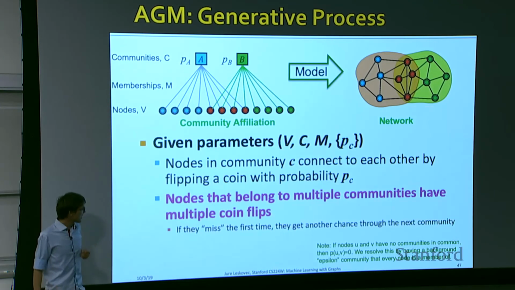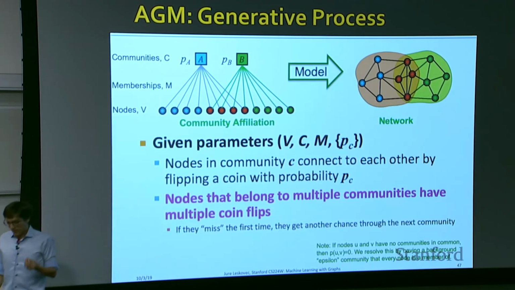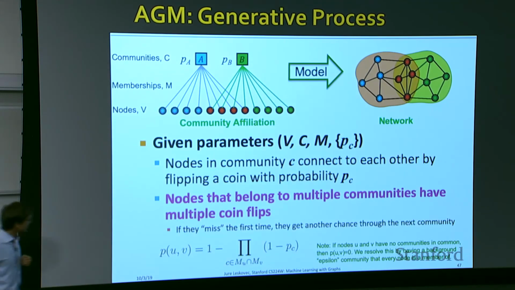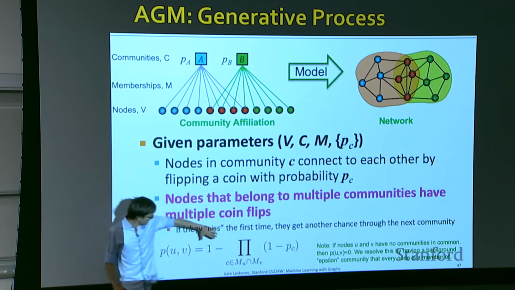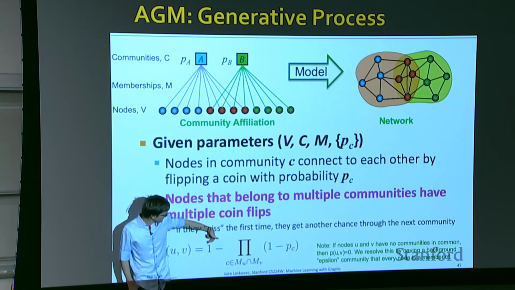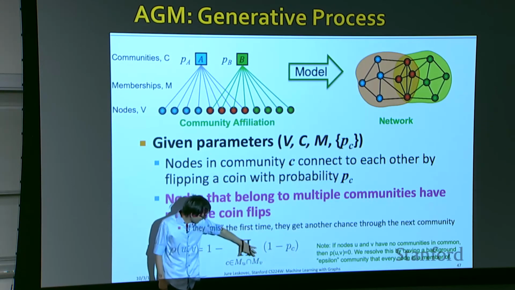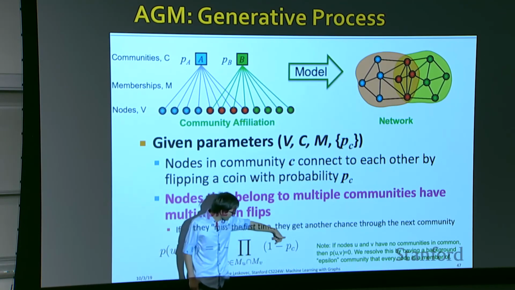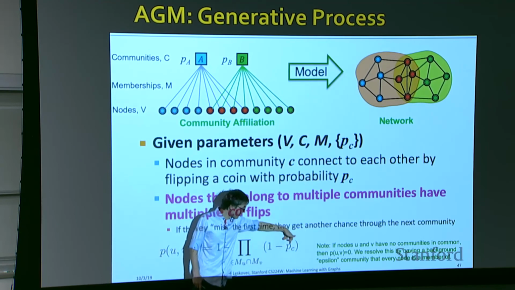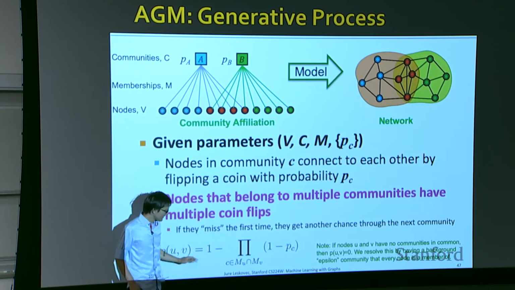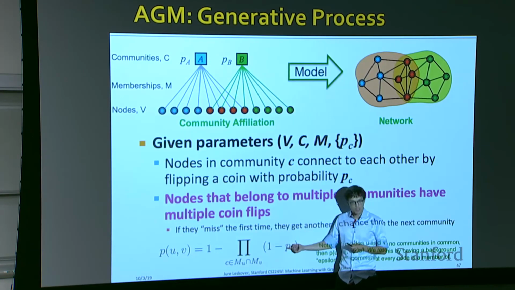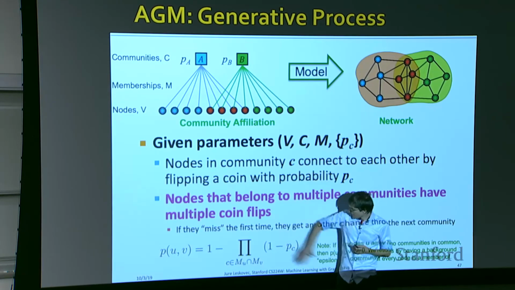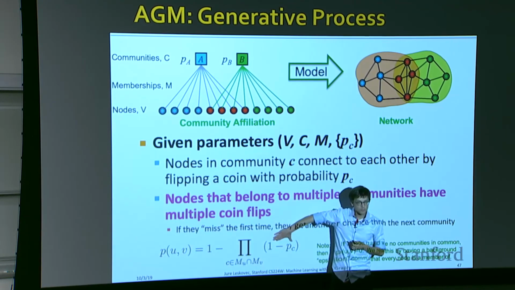So you can ask, what is now the total probability that nodes U and V connect to each other? Here it is. The probability that nodes U and V connect to each other is, I will read it and then I'll explain, 1 minus a product over all the shared communities the nodes have in common of 1 minus the probability of connecting under that community. And what this is really saying is the following. This is the probability that at least one of these biased coins comes up and says yes, right? This is the total probability of all of them saying no.